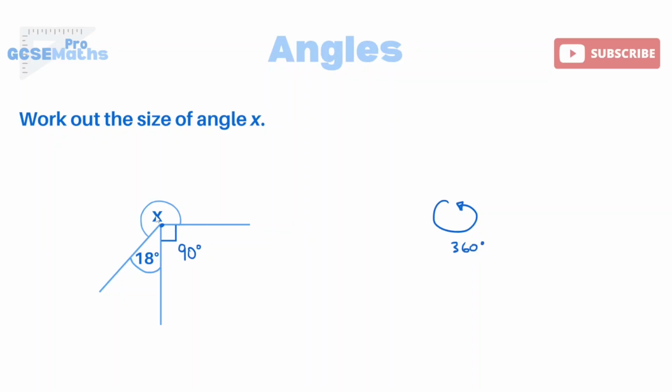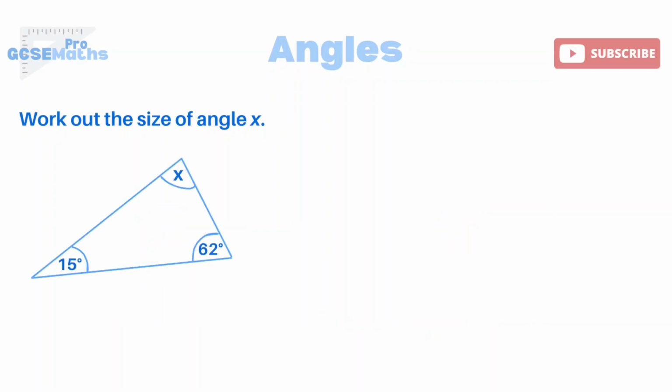So I know that X plus 18 plus 90 must equal 360. So to work out X, again, I'm just going to be subtracting. I want to add together the 18 and the 90 and take that away from 360, which gives me 252 degrees. And again, that would be X for this case. So angles around a point add up to 360 degrees.